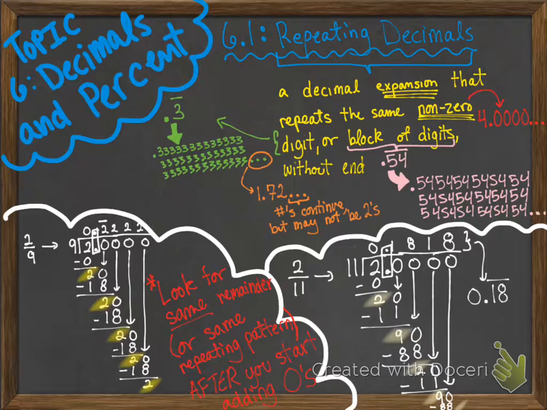These dots just mean the numbers continue. The bar over the number means that that specific number continues. So 0.3 with the bar on top means that those 3's continue forever. 1.72... means that the decimal continues. It doesn't stop at that 2, but it may not necessarily be only 2's after that number, okay?